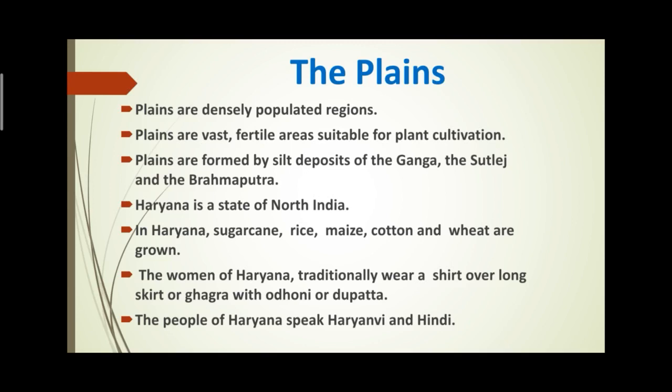The plains are formed by the deposition of silt by the Ganga, Satluj, and Brahmaputra. Ganga, Satluj, and Brahmaputra are three major rivers of India, and the lands beside these rivers are the most fertile land in India. Plains formed by these rivers are good for plant cultivation, and it is a densely populated region of our country.